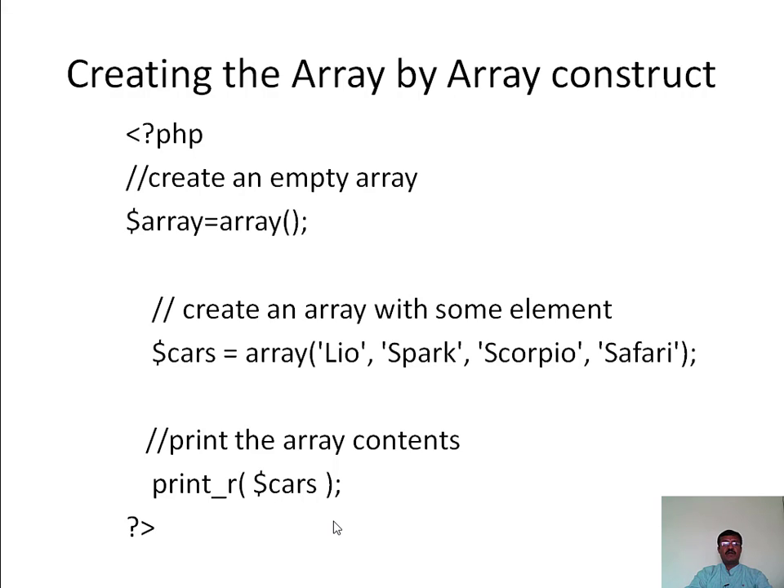So here is an example for creating an array by the array construct. In this example, first we can see that array is a variable to which I have assigned the array construct with empty parentheses. If I put empty parentheses without any values within them, then this will create an empty array. Hence this is an empty array.